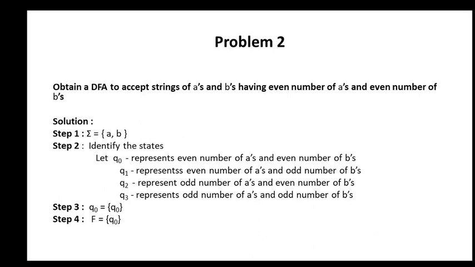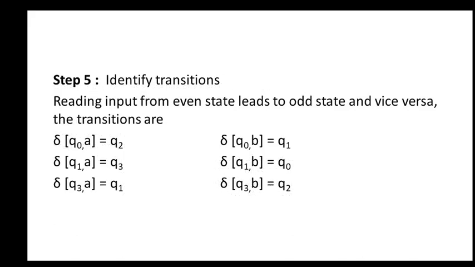The start state is Q0 obviously, and the final state is also Q0. Why? Because it has to accept an even number of A's and an even number of B's. That's why the final state is Q0. The fifth step is to identify the transitions. Reading an input from an even state leads to an odd state, and vice versa.